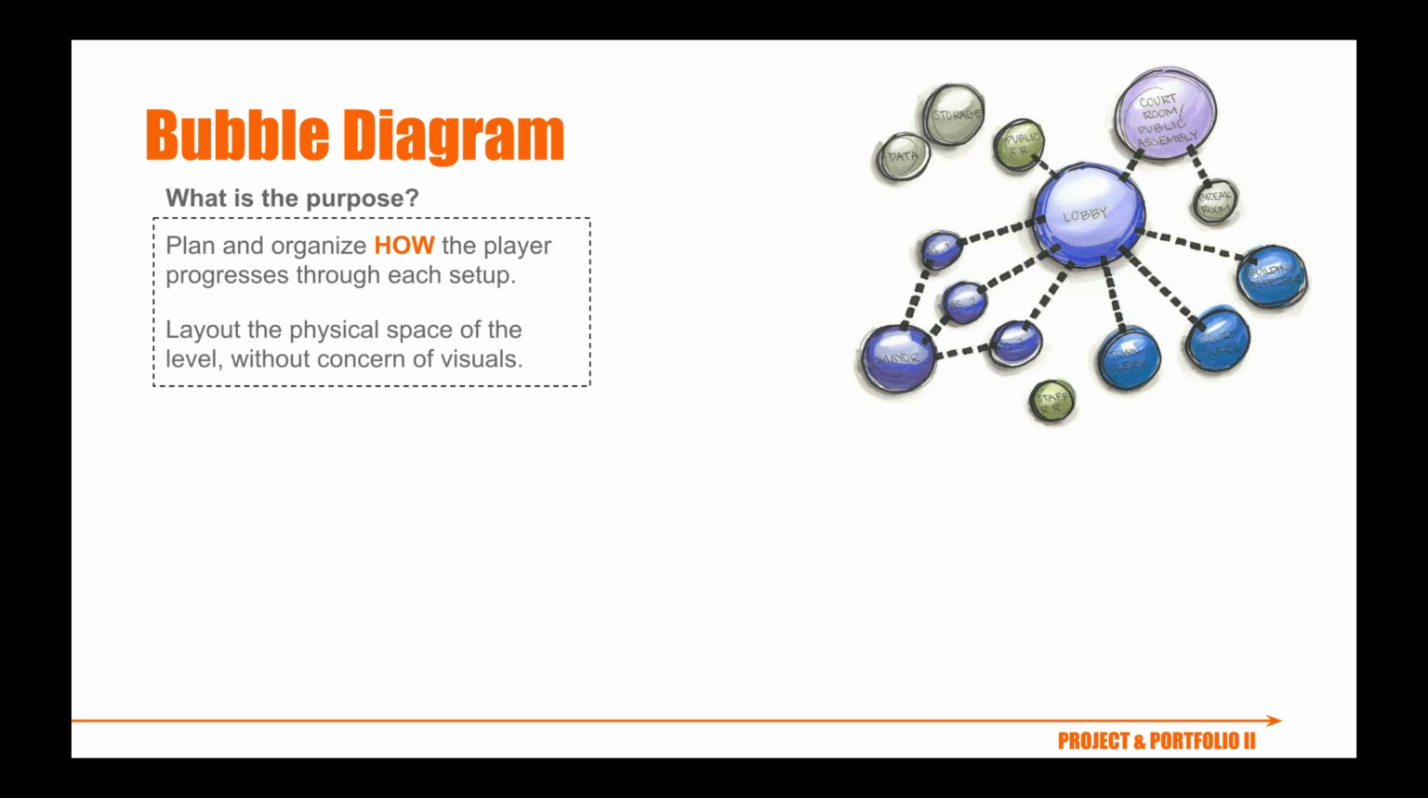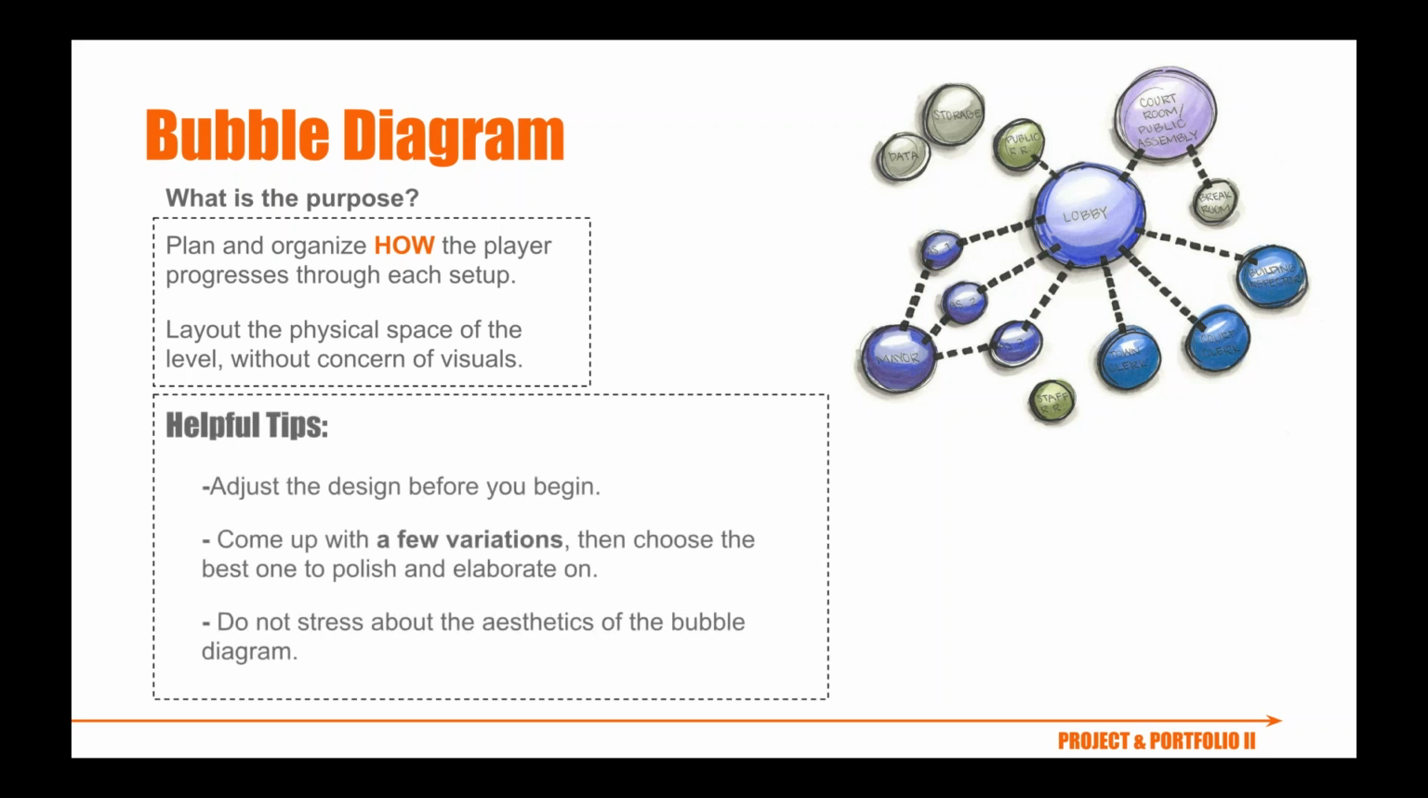The layout of this physical space is what you really want to think about. You're laying out the space from a top-down perspective. But at this point, you don't want to worry about visuals. You don't want to worry about the aesthetics of the level just yet. We want to figure out the flow.